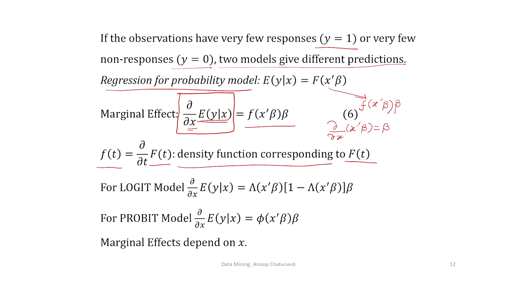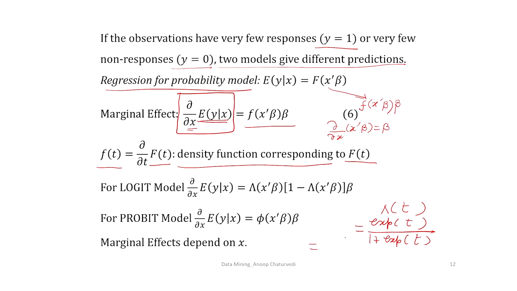For instance, in logit model, your expectation of y given x is of the form lambda(x transpose beta), where lambda(x transpose beta) is equal to exponential x transpose beta divided by 1 plus exponential x transpose beta. And then we differentiate it. Instead of x transpose beta, we simply take t, say. We differentiate lambda(t) here.